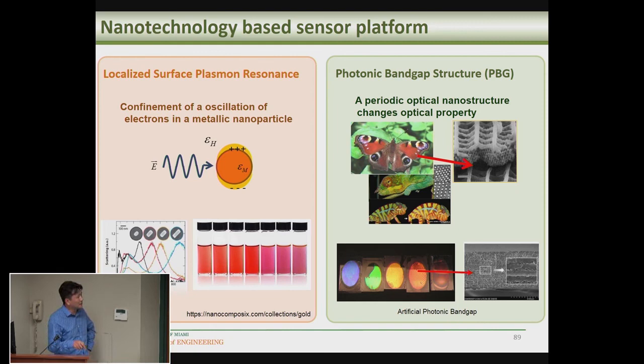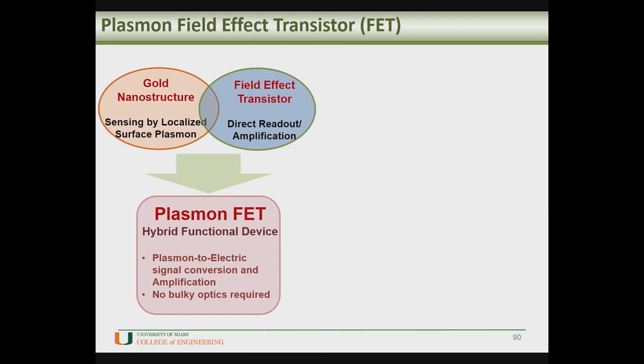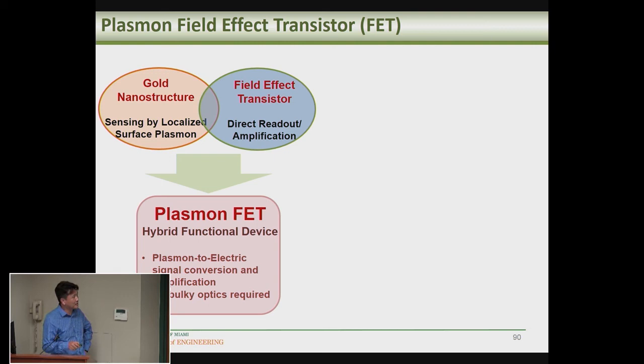So here I want to introduce the surface plasmon based sensors. We use gold nanoparticles and also the micro device here called the field effect transistor. We combine these two and make a new functional device called plasmon field effect transistor. So this plasmon field effect transistor converts the plasmonic energy into the electrical signal. At the same time, it amplifies the signal. So we have a more sensitive signal from the device.